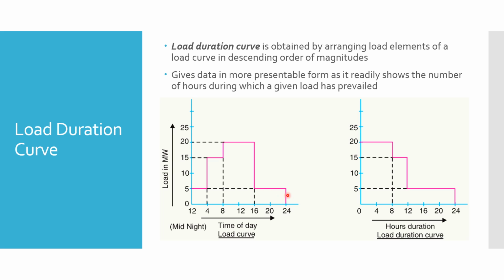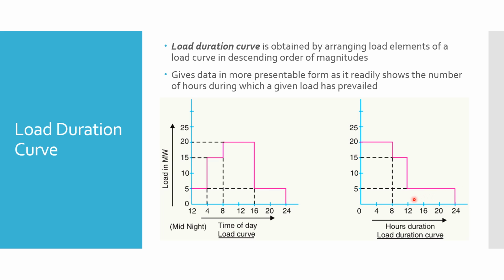4 p.m. to 12 a.m. So that is a total of 8 hours. So for a total of 12 hours, 5 megawatt load was present in the power system. From 12 to 24, you can see that the difference in the hours is 12. So for 12 hours, 5 megawatt load was in the power station.